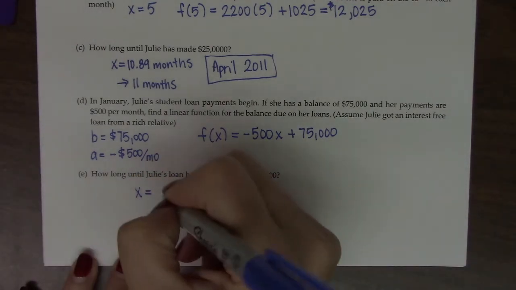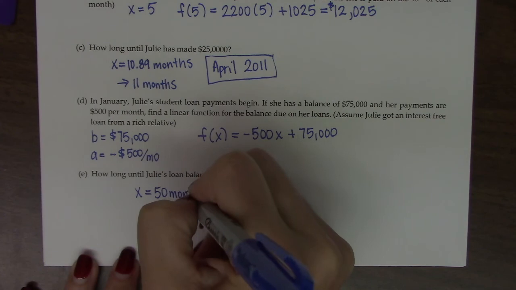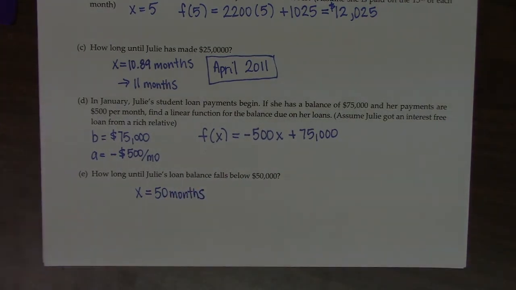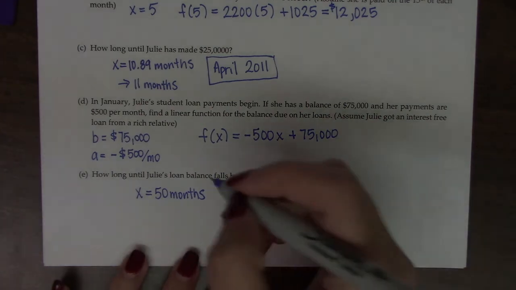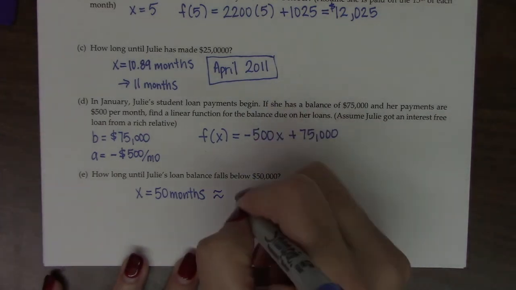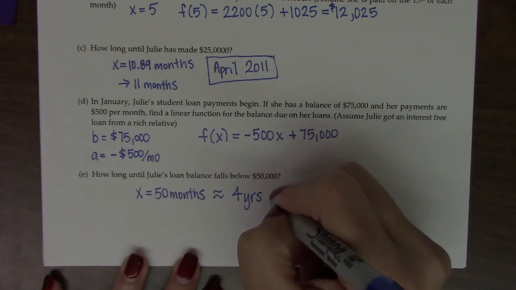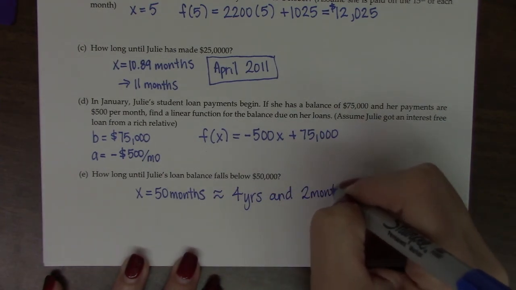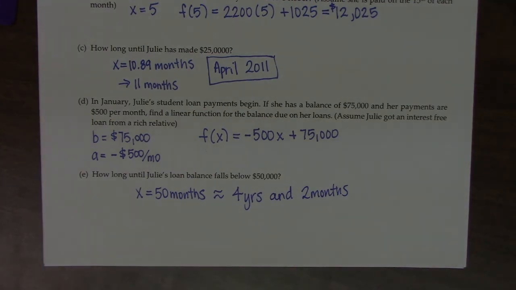So Julie's loan will take 50 months to hit a balance of 50,000. So we know anything beyond that, it will be below 50,000. However, we need to now express this in terms of time. So we're going to assume that we don't know exactly when she started paying off the loans. We don't know if it was the same week she got her paycheck, but we want to know how long. So 50 months, right? We know there are 12 months in a year. So 4 years would be 48 months. So this is approximately 4 years and 2 months.